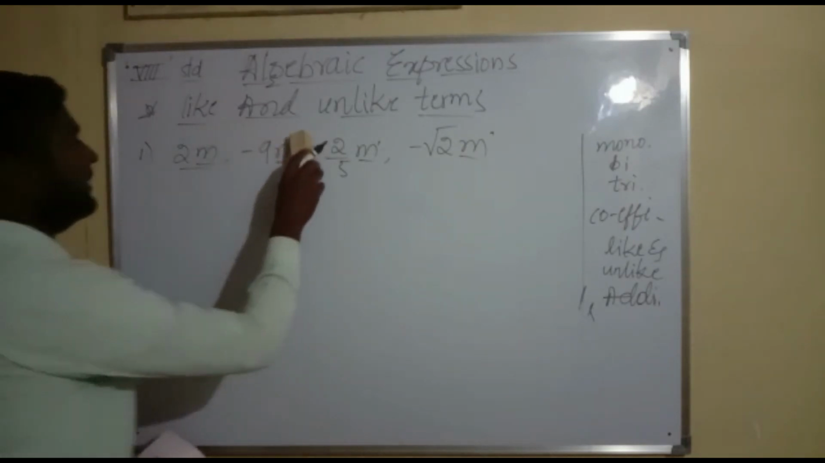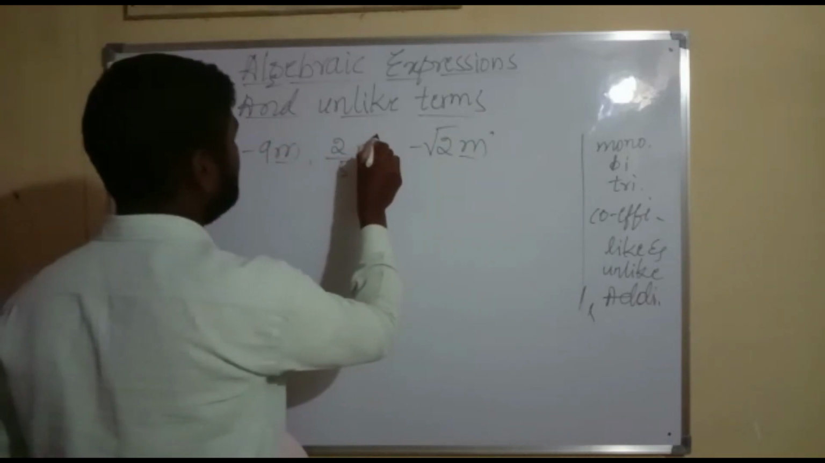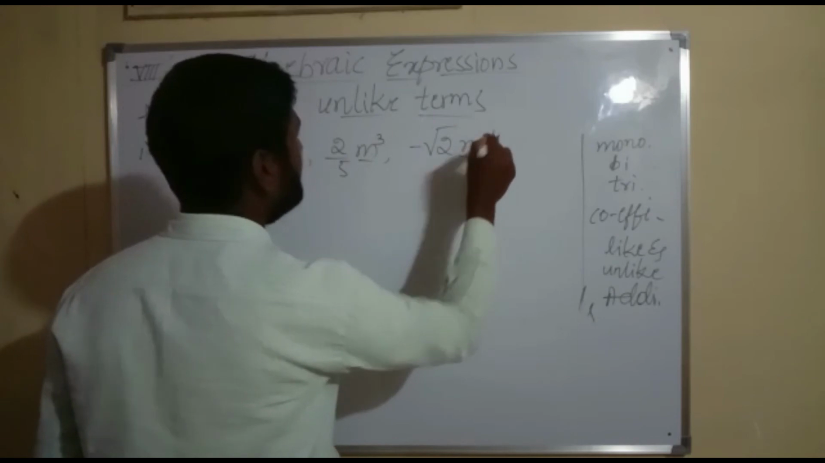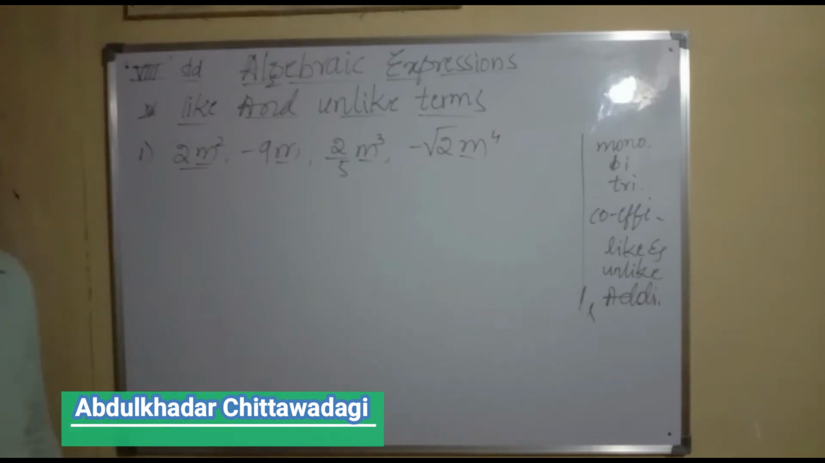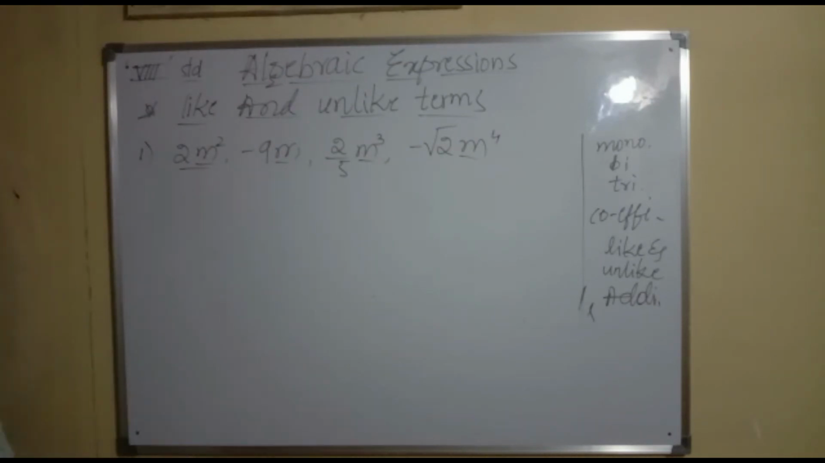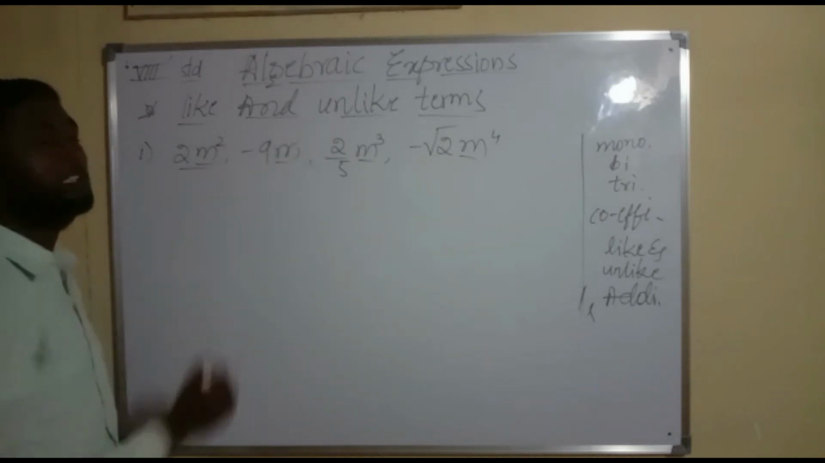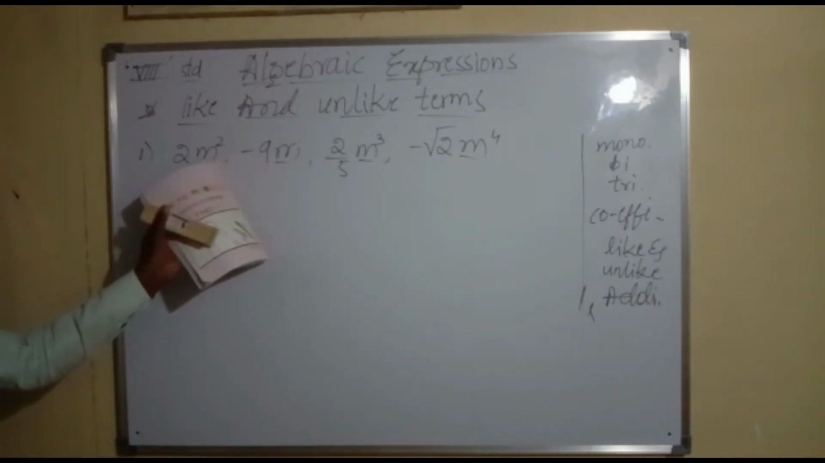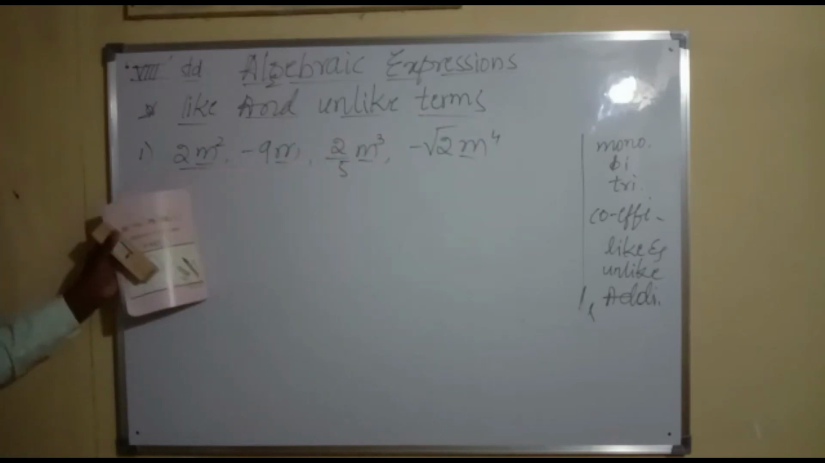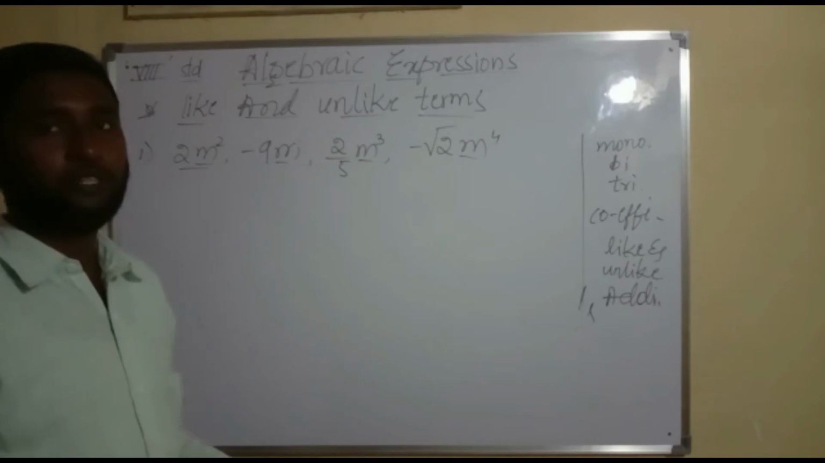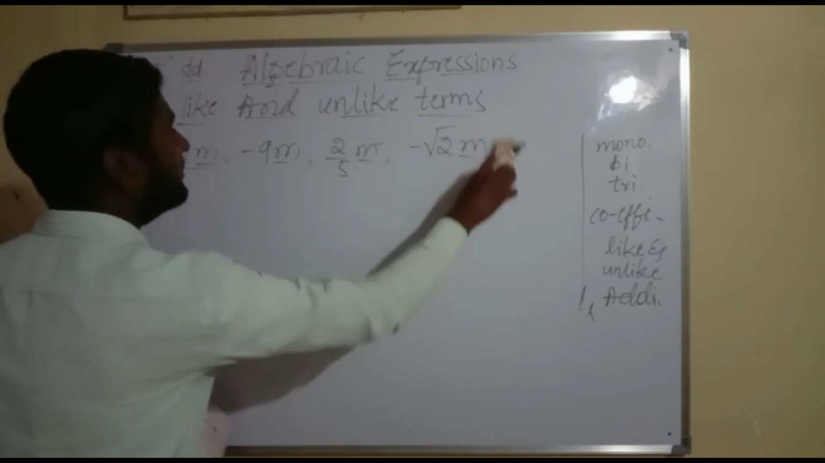If I write the exponent like this, 2m, this is m to the power 1, this is m cube, this is m raised to 4. Now, even though they have the same variable m, they are not like terms because the second condition doesn't apply to them. What is the second condition? It should have the same exponent. But here the variable has different exponents, 1, 2, 3, 4. So these terms are not called like terms. Understood?